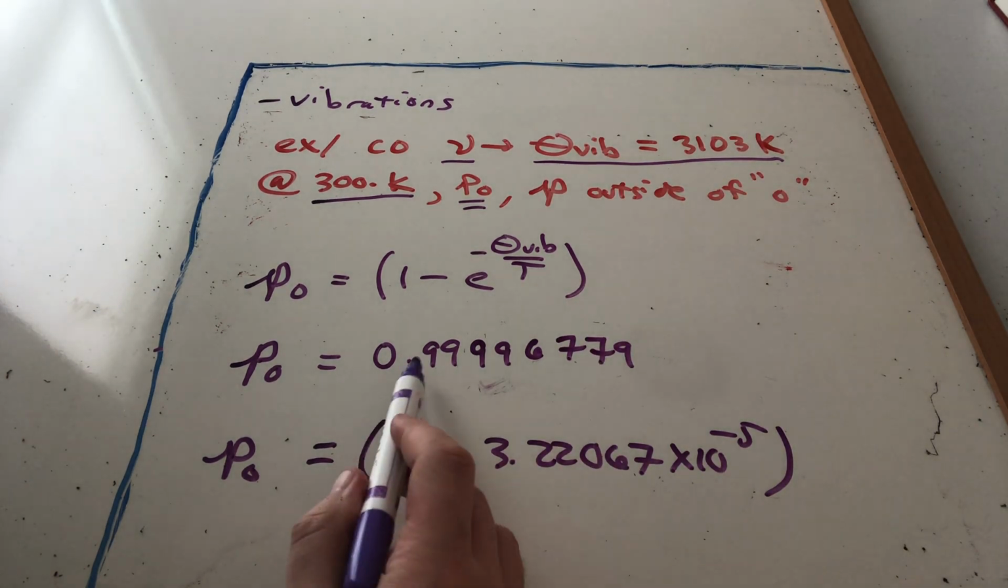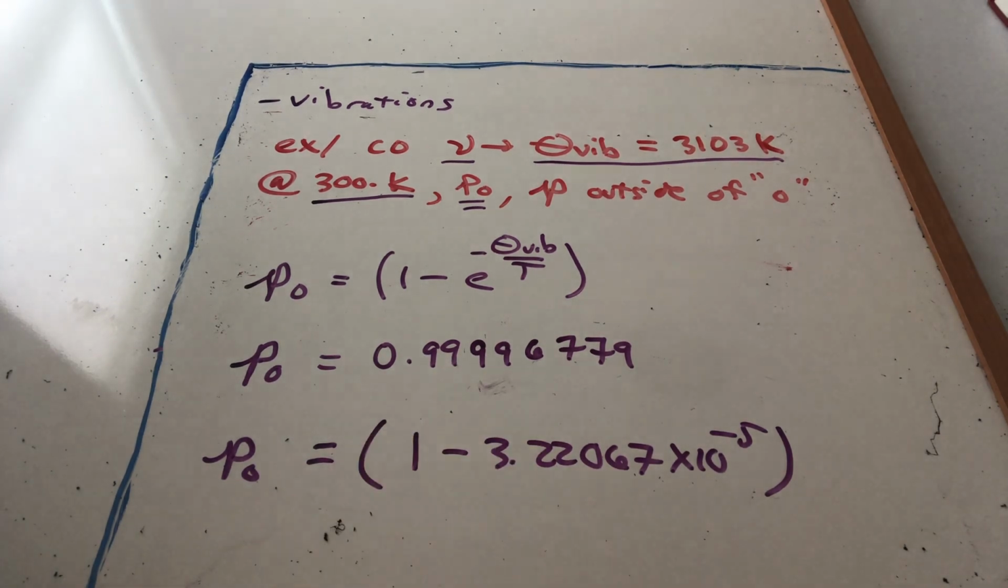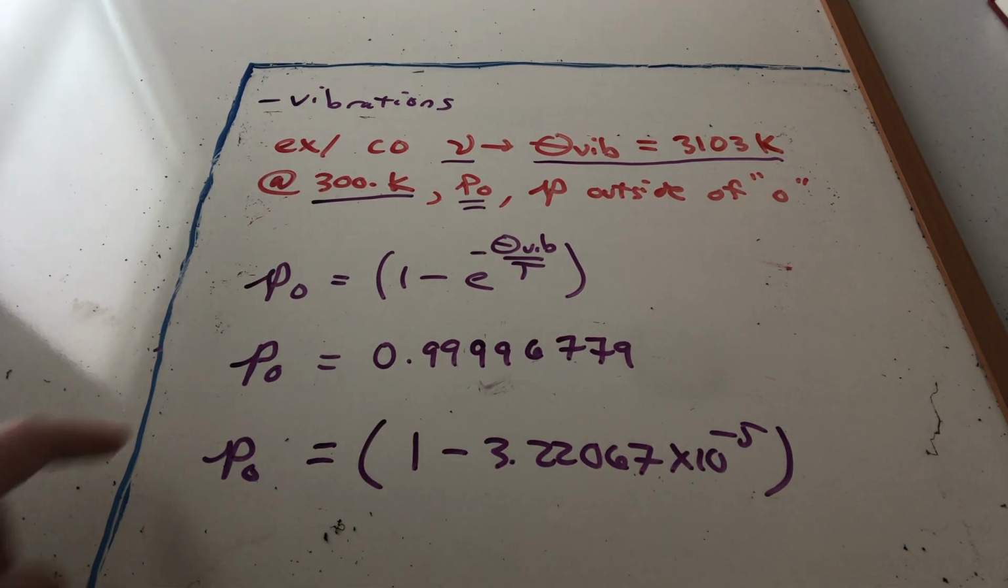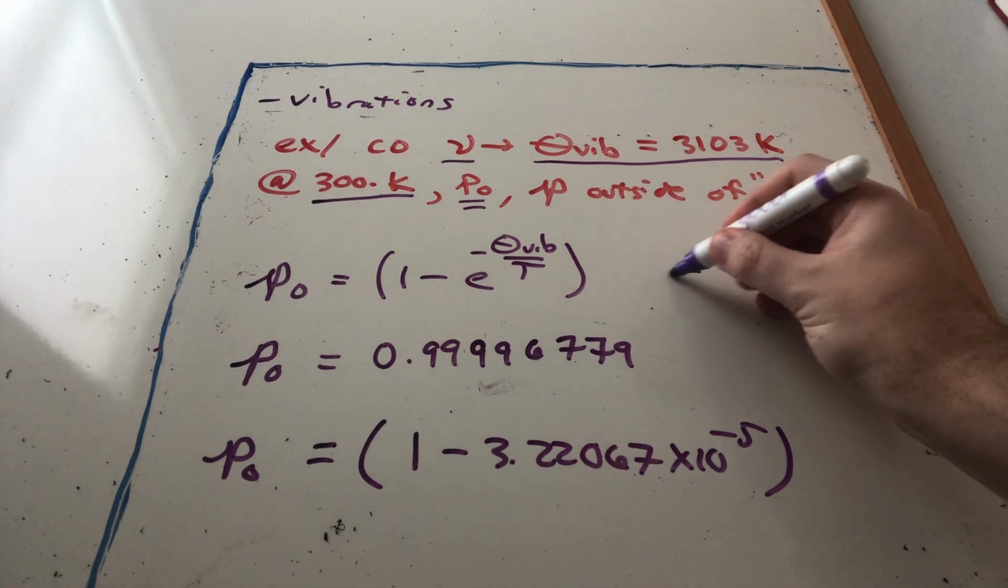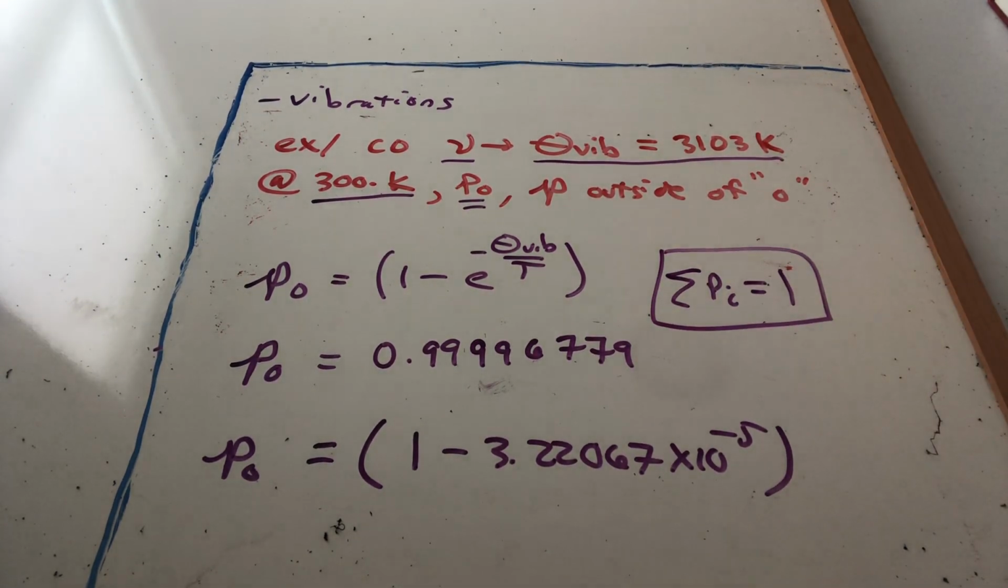Okay? There's actually 4 9s here, so if you want to think about it as a percentage, it's 99.99% likely to find a molecule in the ground state. Now remember, all these probabilities, what do they have to sum to? They have to sum to 1.